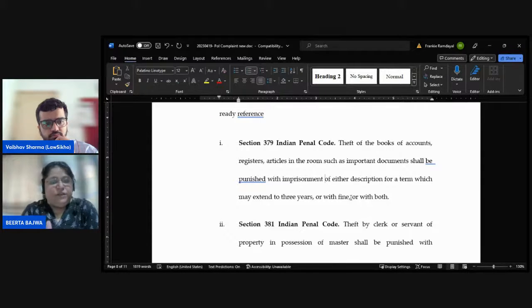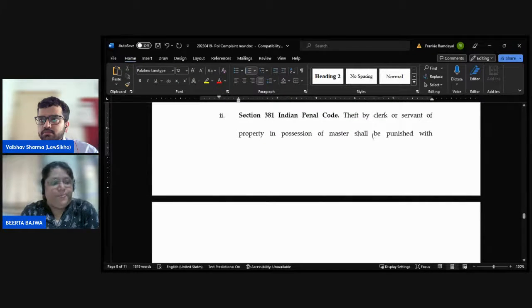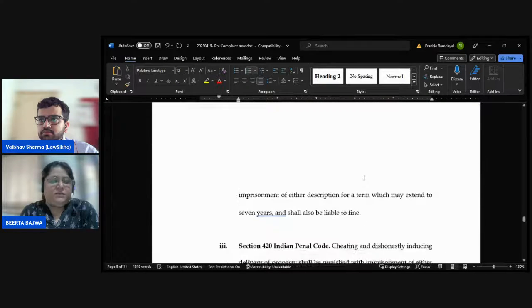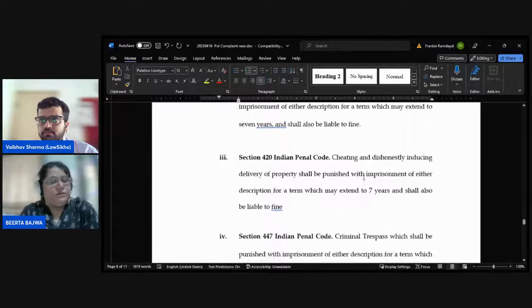Now, when I'm alleging section 379, which is theft, what kind of theft? Theft of the books of accounts, articles, such important documents, and how it is punishable with a term which may extend to 3 years or fine. Now I come down to 381, theft by clerk or servant. He was an employee who had committed theft of property in possession of the master. That is why 381 is applicable, which may extend to 7 years and also fine.